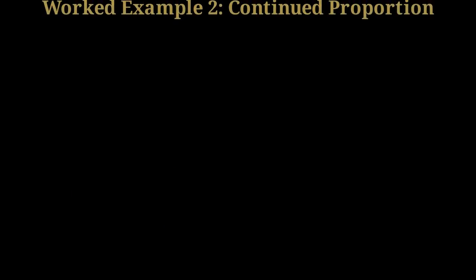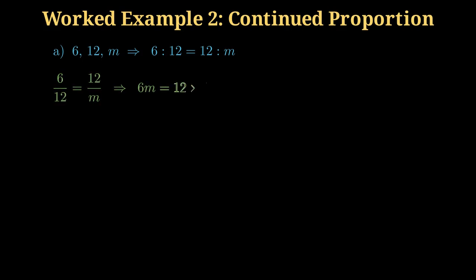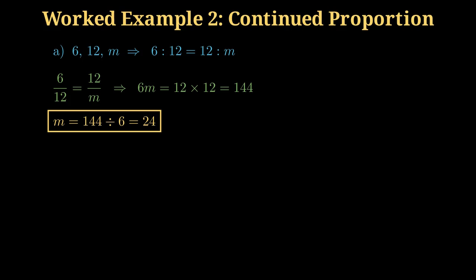Worked example 2, continued proportion and the mean proportional. A. Find m if 6, 12, and m are in continued proportion. Continued proportion means first to second equals second to third. So 6 to 12 equals 12 to m. Write it as fractions, 6 over 12 equals 12 over m, and cross-multiply. 6m equals 12 times 12, 144. Divide by 6, m is 24. Check. 6 to 12 is 1 to 2, and 12 to 24 is also 1 to 2. Perfect continued proportion.